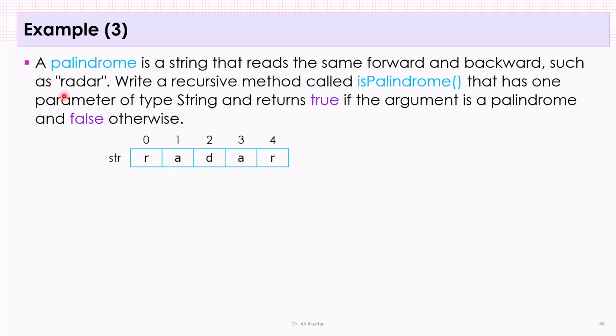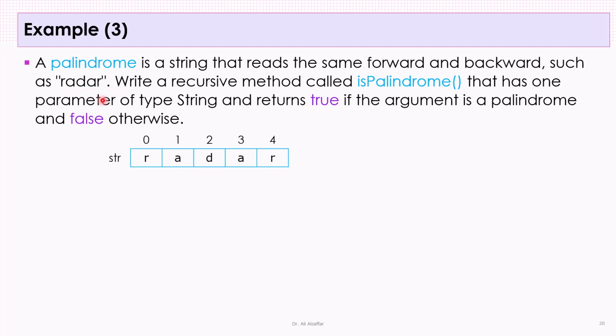So if you compare the characters of the string radar, then as you can see, the first character is R and the last character is also R. And the second character is A, and also the character just before the last character is also equal to A.